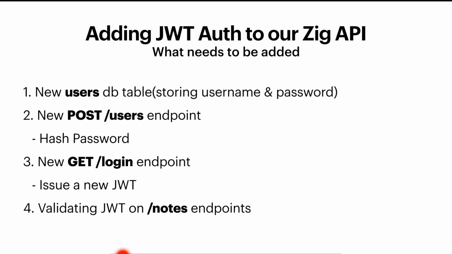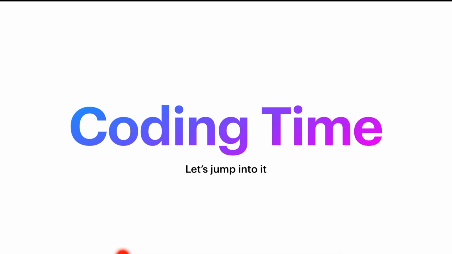And then we're just going to add on header validation or JWT validation onto all of our notes endpoints and make sure that if they aren't authenticated, we send back a 401. Now let's just jump into it.